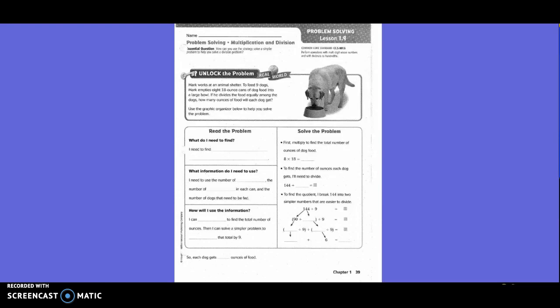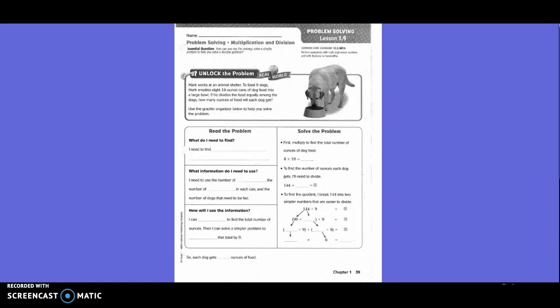Unlock the problem. Mark works at an animal shelter to feed 9 dogs. Mark empties 18-ounce cans of dog food into a large bowl. If he divides the food equally among the dogs, how many ounces of food will each dog get? Use the graphic organizer below to help you solve the problem.